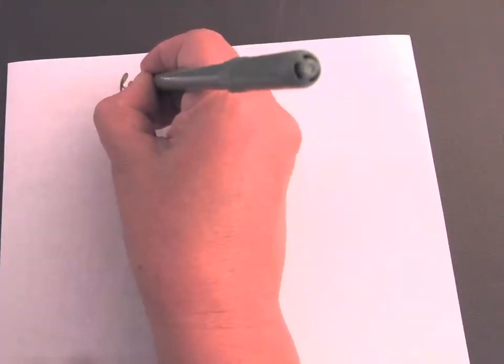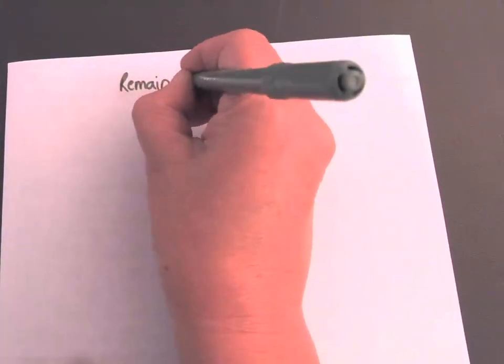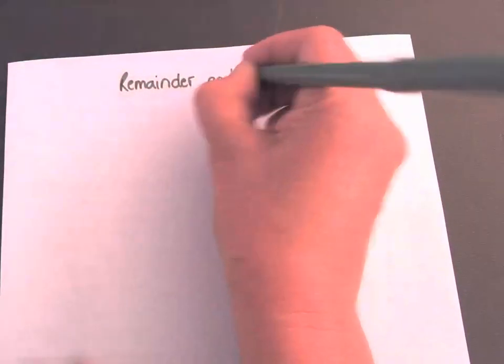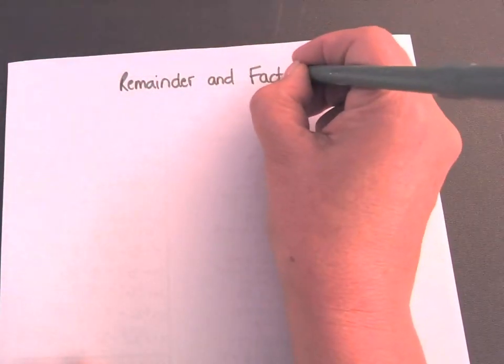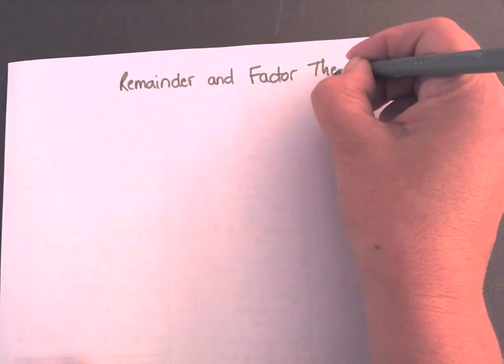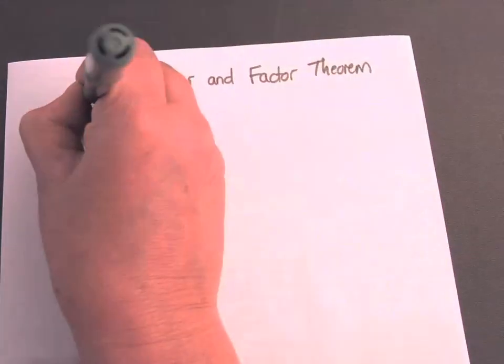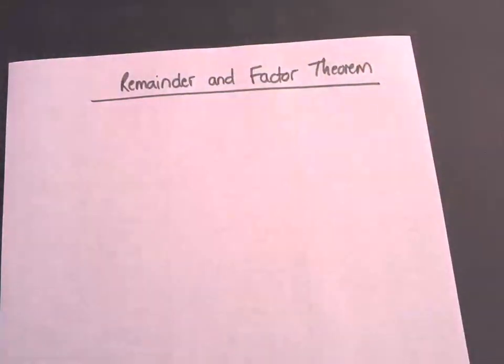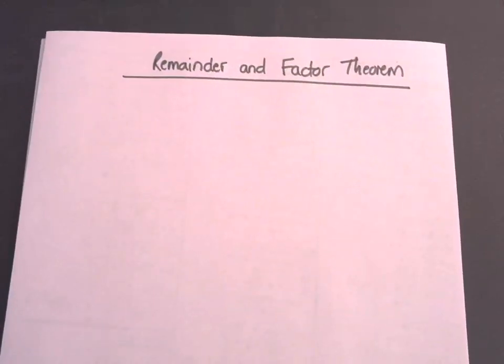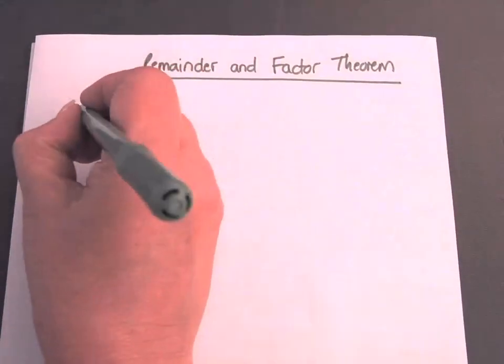This is about the remainder and factor theorem. Now, before we start with actual examples, there are some vocabulary and theory that you need to know first.